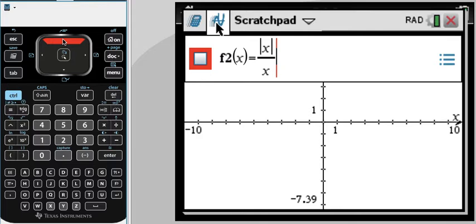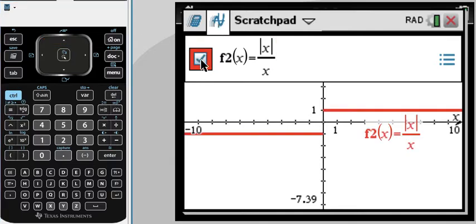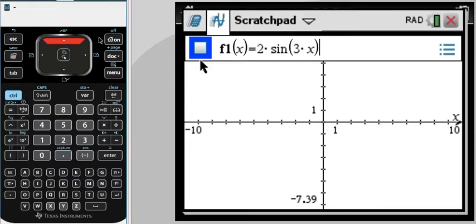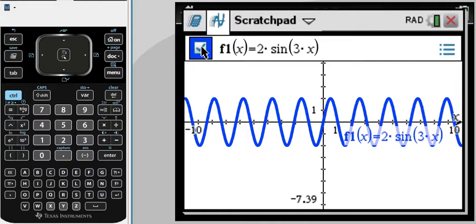You see that I have this function, the absolute value of x over x. Take a quick look at what that looks like. We've seen that before. It's a nice limits problem. We'll use it for a limit command, and I've also used 2 times the sine of 3x. We can see what that looks like. It's no surprise there. Looks pretty much what I thought it would.